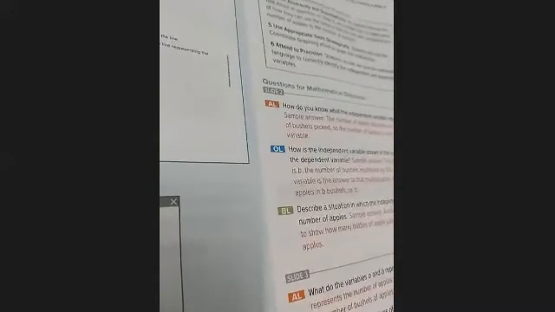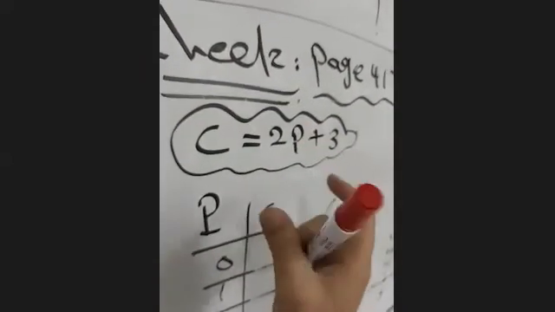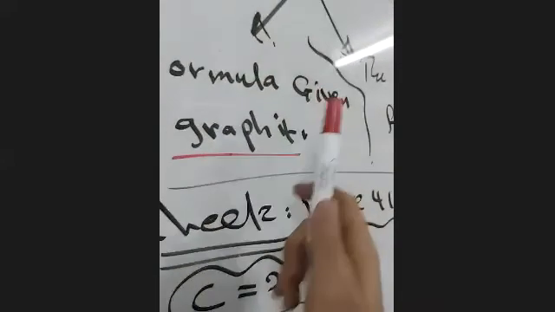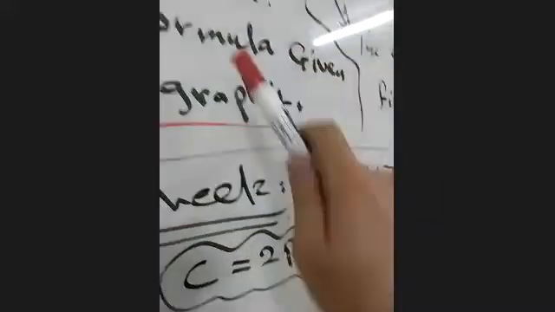Okay. The equation C equals 2P plus 3 represents the cost C in dollars. So here, guys, wait Ahmed. Here, the equation is given. The equation is what? Given. So if the equation is given, the question wants us to what? Graph it, to graph the equation. Continue.